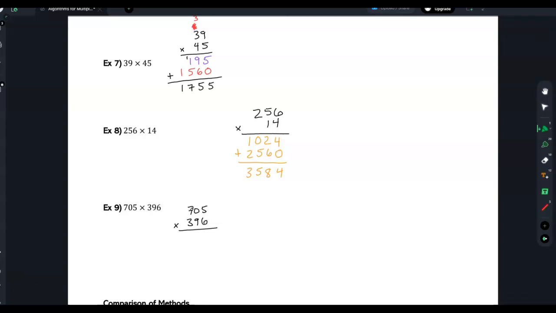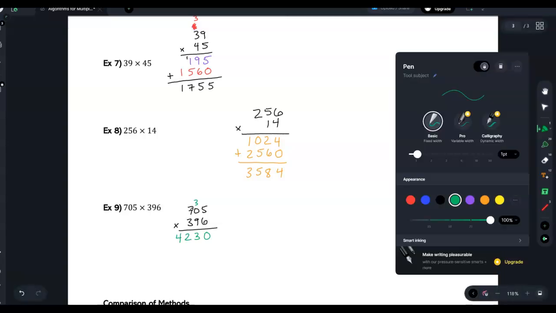So I'm going to start with the 6 times 5. 6 times 5 is 30. So I'm going to regroup a 3. And then I'm going to write what remains, which is 0. Then I'm going to do 6 times 0, which anything times 0 is 0. But then I'm going to add the regrouped 3 to that. So 0 plus 3 will give me 3. And then finally, 6 times 7 is 42. And there's no place to regroup that, so I'll write both of those digits down.